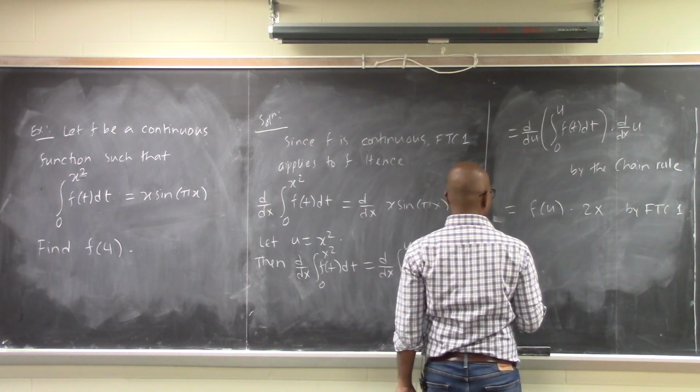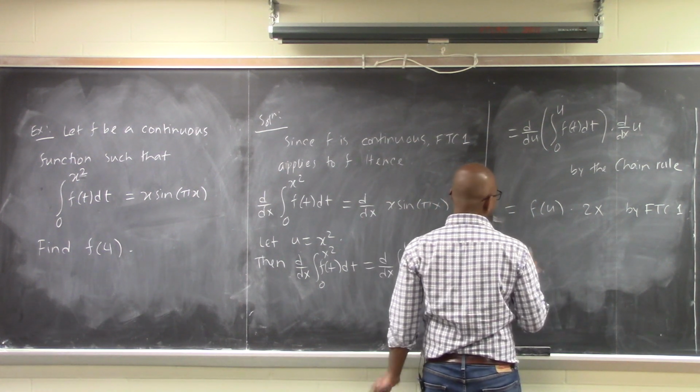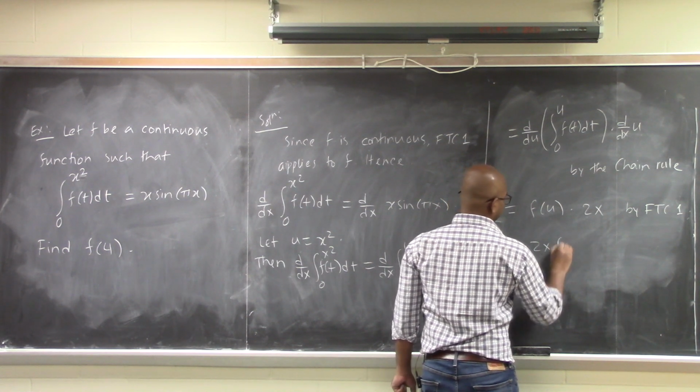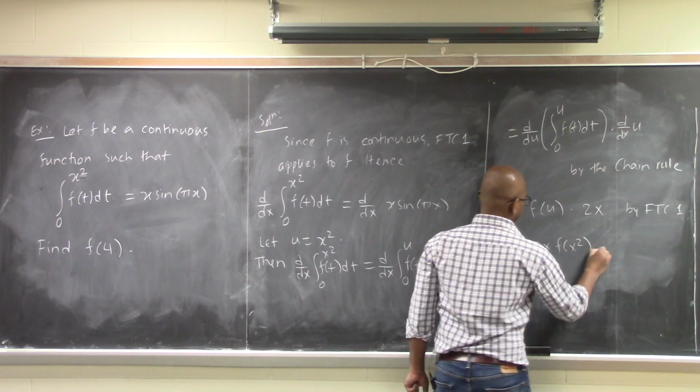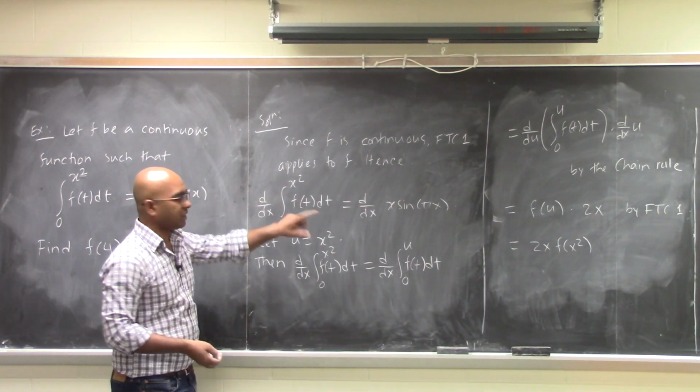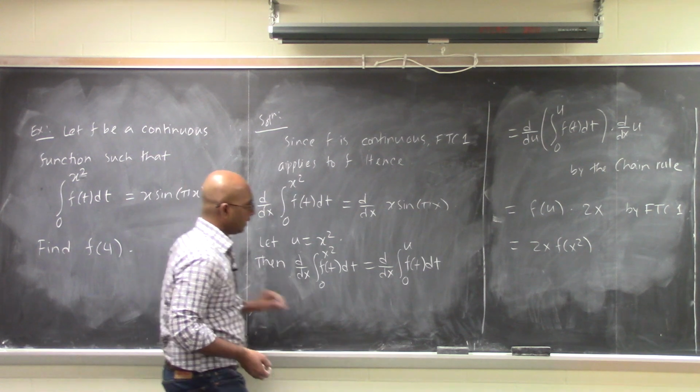But what is f? We don't know, but that's fine. But u is x squared, right? So this is 2x times f of x squared. So on the left side, we get 2x times f of x squared. Okay?